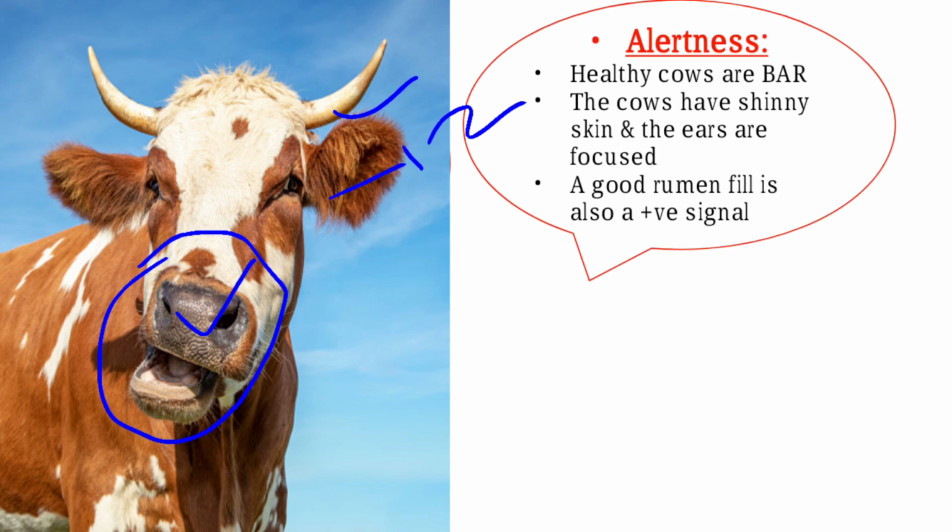Alertness of the animal indicates the health status of the animal. Healthy cows are BAR, meaning bright, alert, and responsive. The cows have shiny skin and the ears are focused. It indicates that the cow is healthy. A good rumen fill is also a positive signal that the cow is in a good state of health.